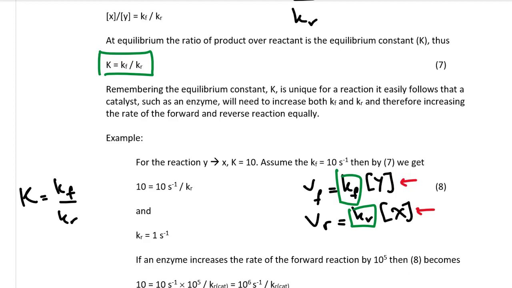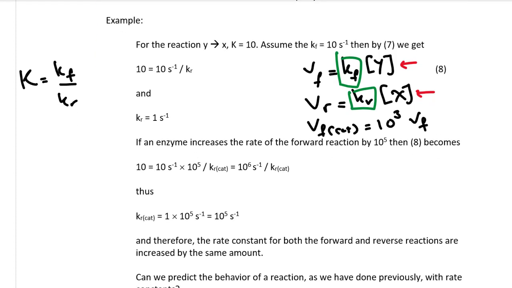I put in an enzyme, and now Vf cat is 10 to the 3 times Vf, right? Okay, that's nice. Let's see what happens then. Well, Vf cat equals 10 to the 3 K forward. I'm just plugging in the equation for V forward times the concentration of Y, right? Well, the concentration of Y has not changed. So I have increased the K forward by 10 to the 3.